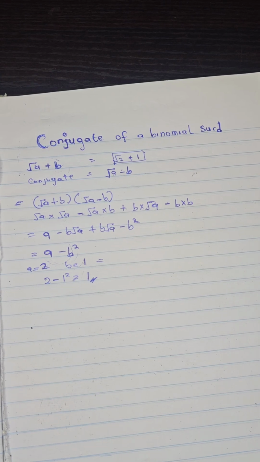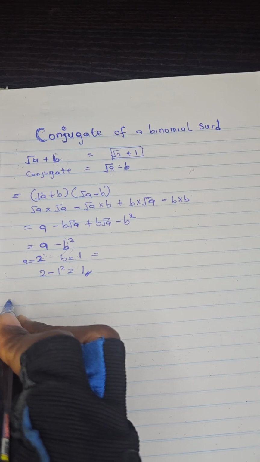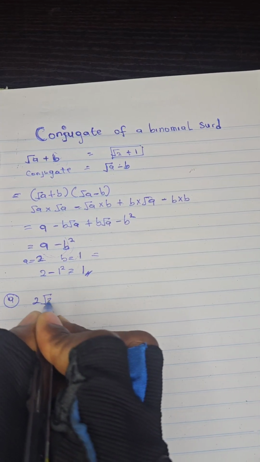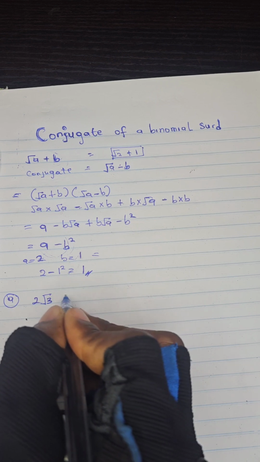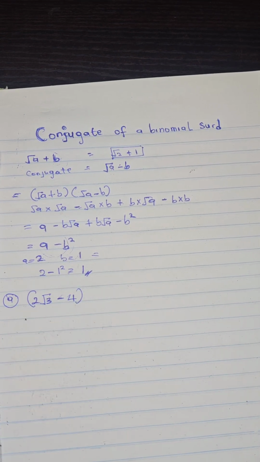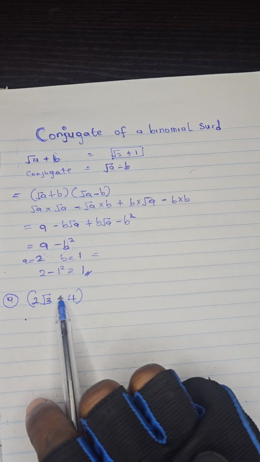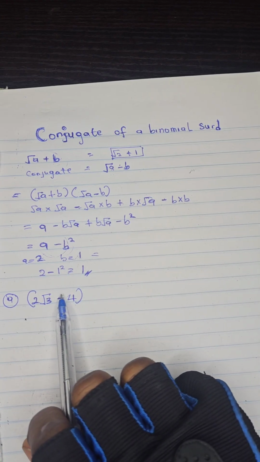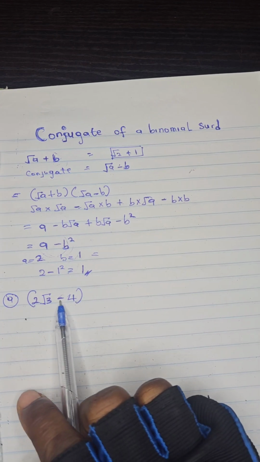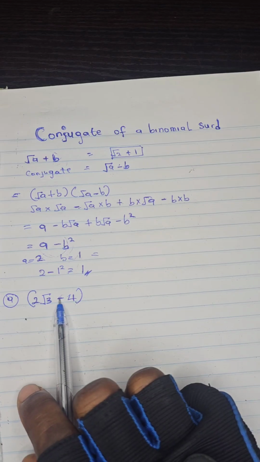Let me solve an example using real values. Let me say example a, 2 root 3 minus 4. Now, what do you think will be the conjugate of this? The conjugate of a surd is changing the sign in between. I think I missed it in the first explanation I did. Because here is negative, the conjugate will be the same number, but here will now be positive.